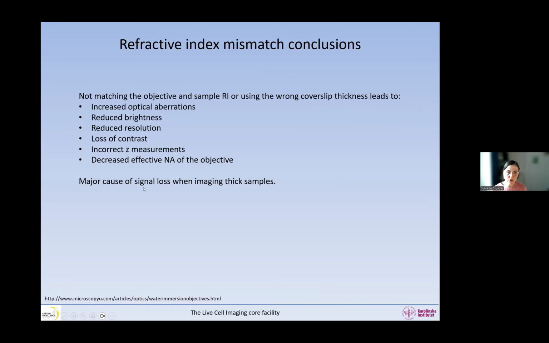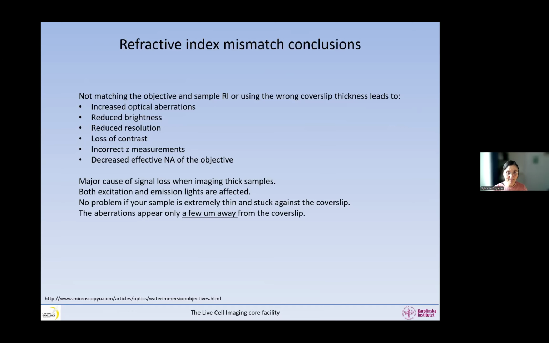This is one of the major causes of signal loss when we image thick samples, and both the excitation light and the emitted light are affected by these aberrations. If you have a super thin sample stuck against the cover slip, you have almost zero problem, because we have shown that the problem occurs as soon as you get away from the cover slip. At the cover slip itself, we have no refraction. The aberrations start appearing very quickly. Only a few microns away from the cover slip, you will already start seeing them, and the problem increases proportionally with depth.